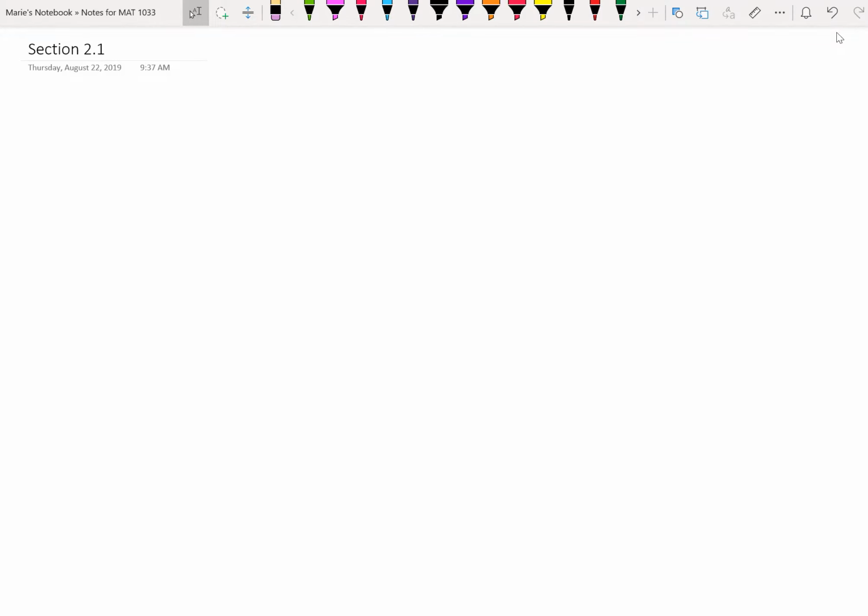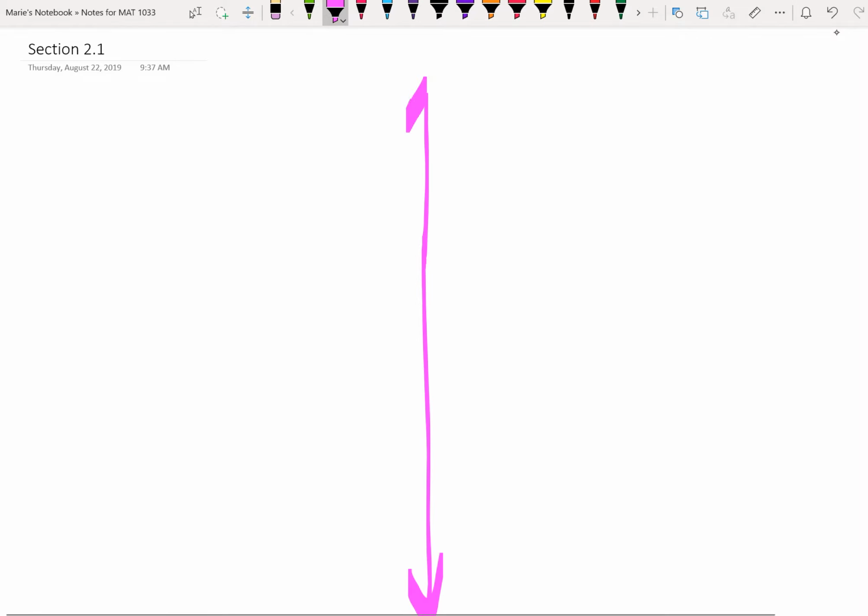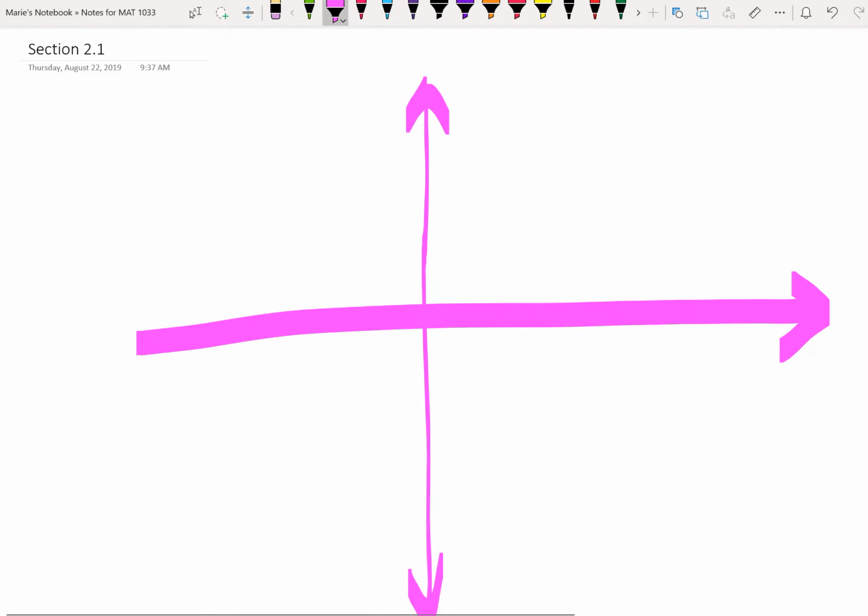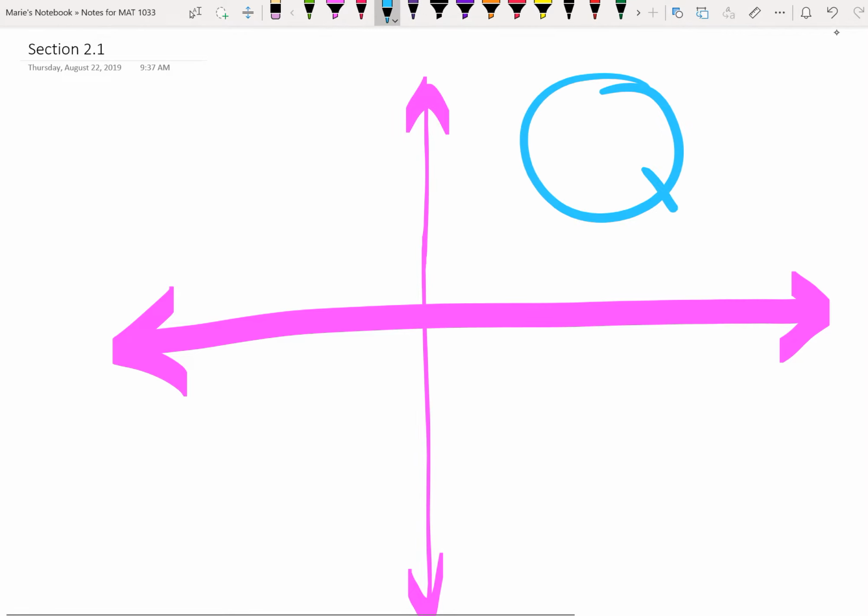In this section, we're looking at linear equations in two variables. I began this set of notes with talking about what is the coordinate plane. And so, a rough drawing of this, you would see basically the four quadrants. What I need you to remember is that the quadrants are laid out in this manner.